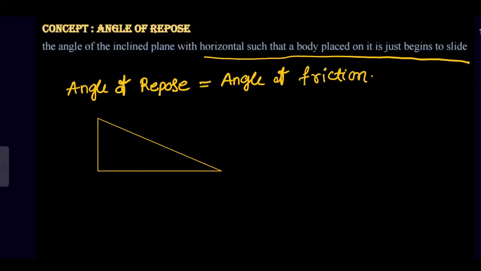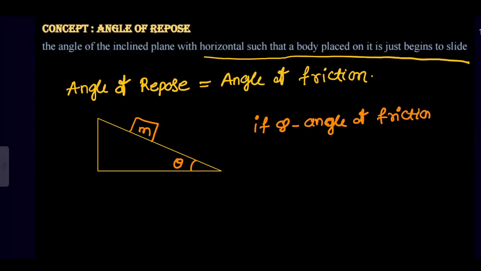Let us say here a block, a body, is placed on the inclined plane. So it starts sliding when this angle is theta, where theta is called the angle of repose. That angle of repose is numerically equal to the angle of friction. Right. So if I say this as phi, phi is the angle of friction.